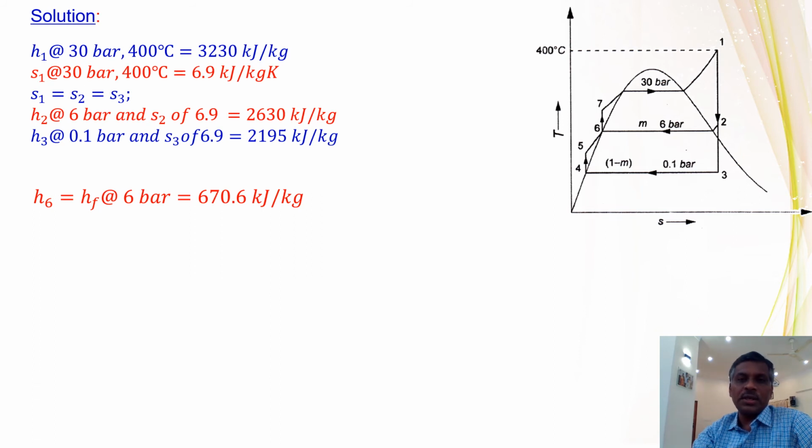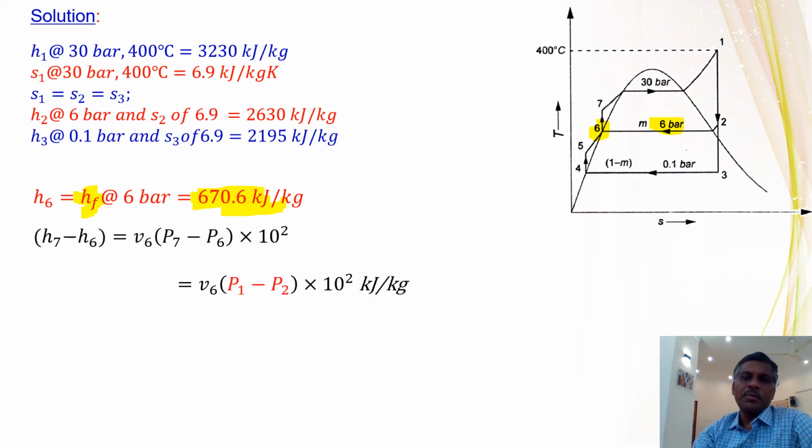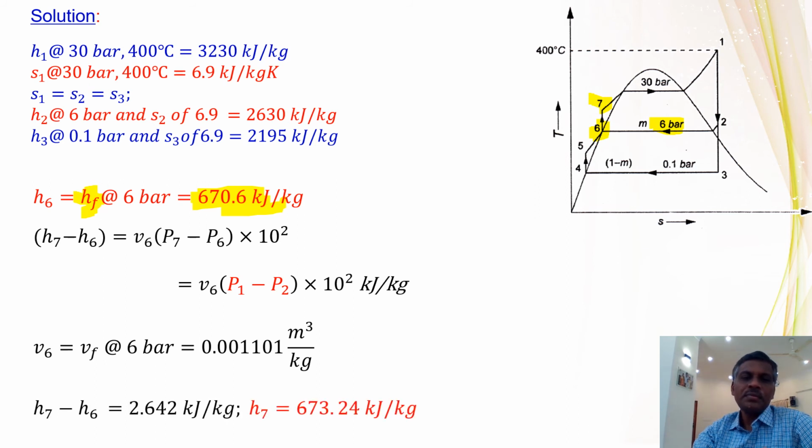H6 comes at the saturated liquid line at 6 bar, so it is the enthalpy of the saturated liquid, hf. Straight away you take it from the saturated steam table: 670, because it is at 6 bar. Similarly, H7 minus H6 is v6. v6 is nothing but vf at 6 bar. From that you can calculate H7 minus H6, that is 2.642, so that you can add with the H6 to get the value of H7.